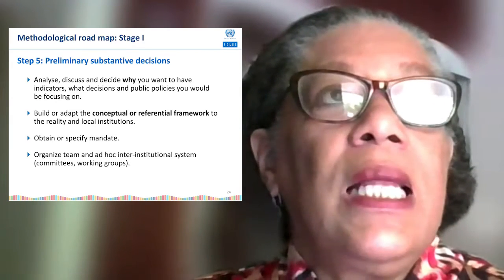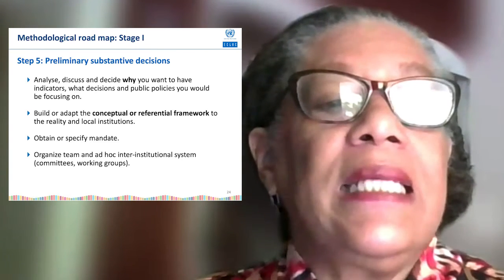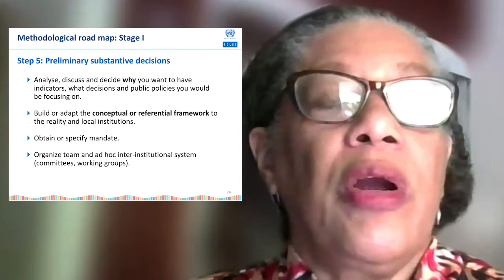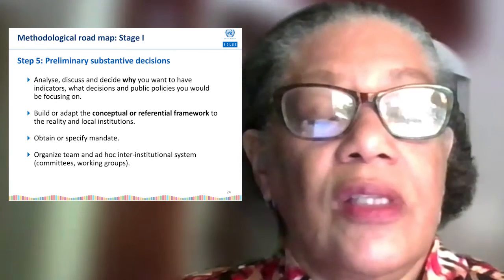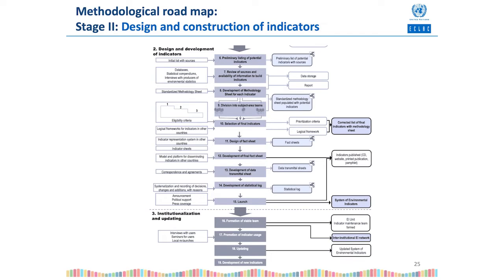Then we would need to specify the mandate under which we're going to work and organize a team or interinstitutional system, such as a committee or working group or working groups to work on these decisions and indicators, and to make the necessary decisions. So stage 2 in the methodological roadmap is the design and construction of the indicators. And we see here a schema with the second from the left column, giving the areas that we would look at presently.